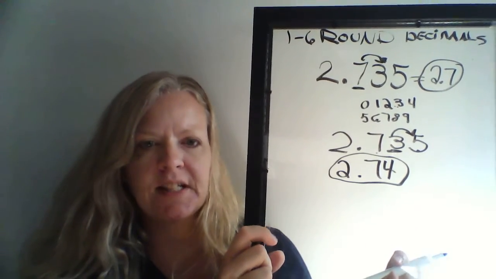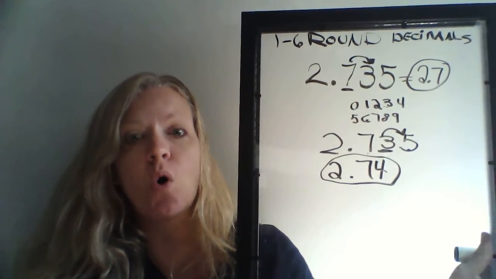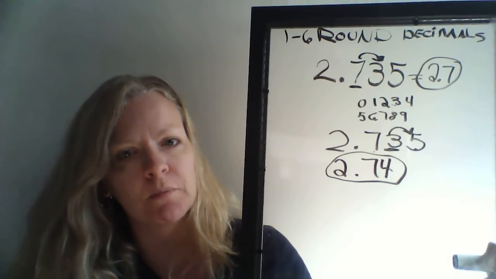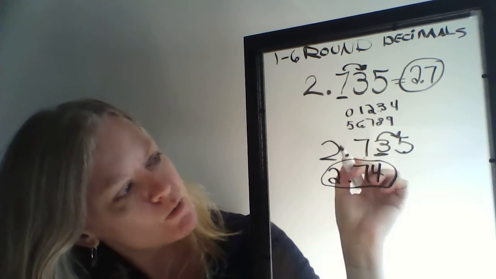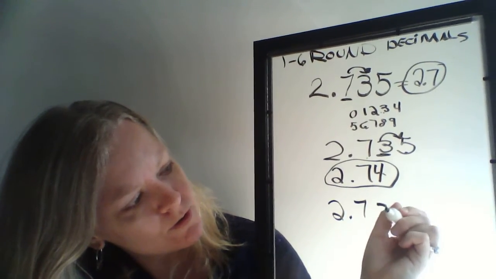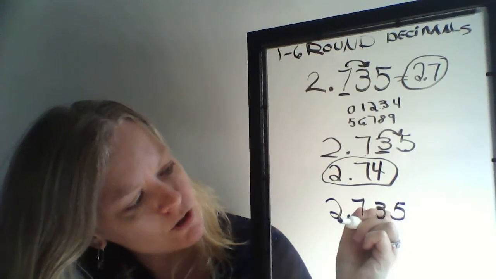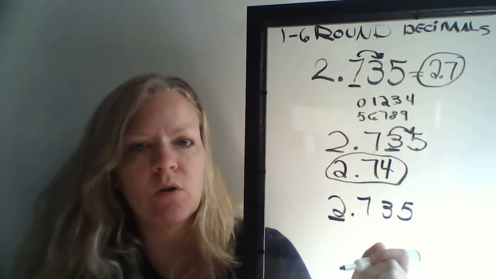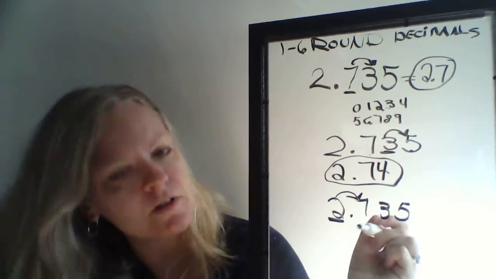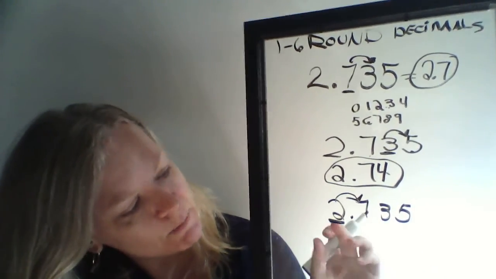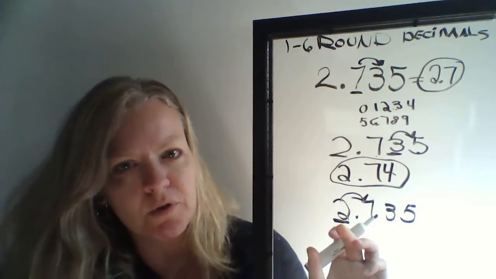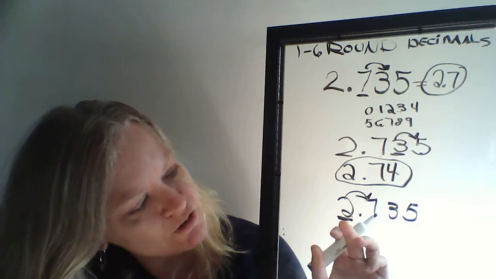Okay, what if one more? What if the question said round to the nearest whole number? Whole number means what place value? Whole number means the ones place. So I would underline the ones place if they said whole number, and I would check the tenths. Remember, this is the only digit that does anything. It either stays at 2 or it goes up to a 3. So would this stay at 2 or would it go up?